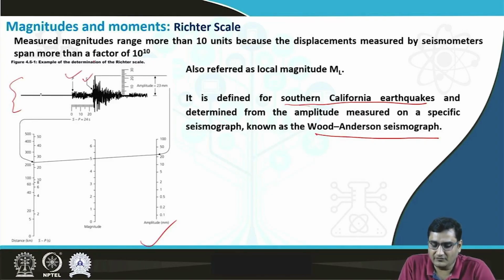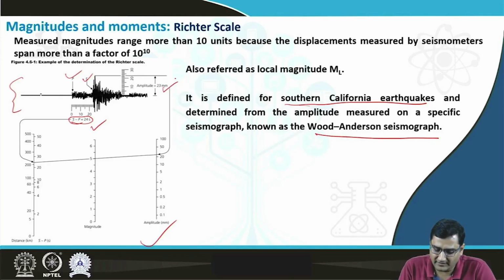So from the arrival times of P and S waves, we can easily compute the S minus P travel time difference between the arrival of the shear and the compressional waves. And for this earthquake, this is around 24 seconds. And the largest amplitude of the body wave is for the shear wave here, that is around 23 millimeter.